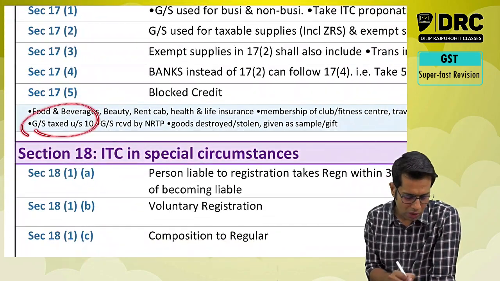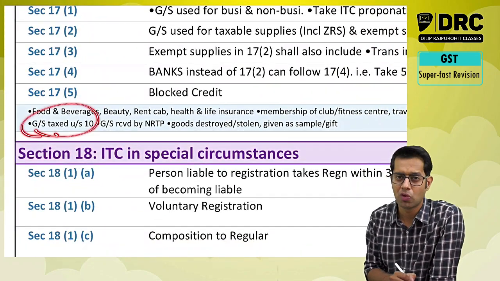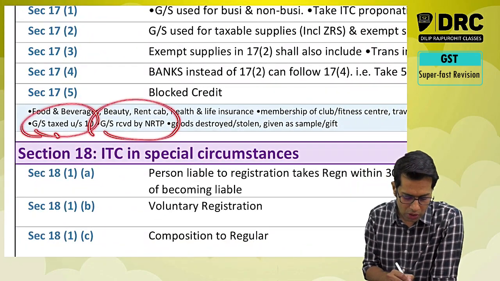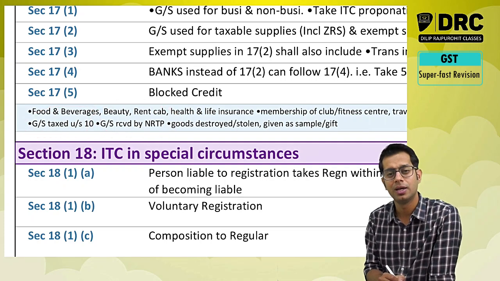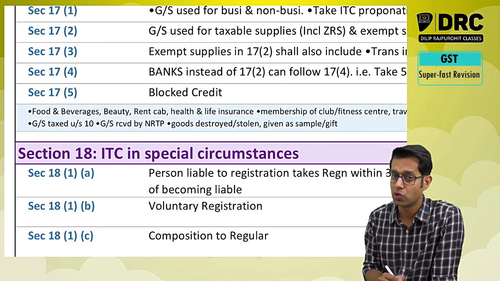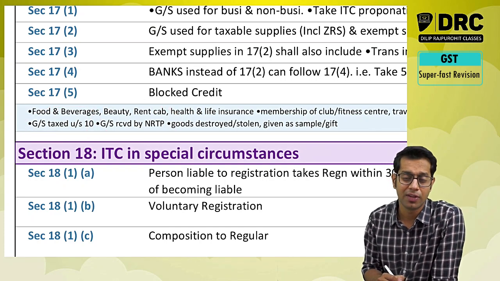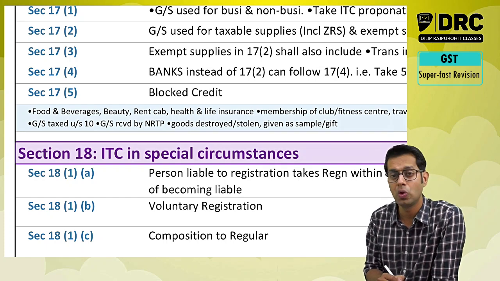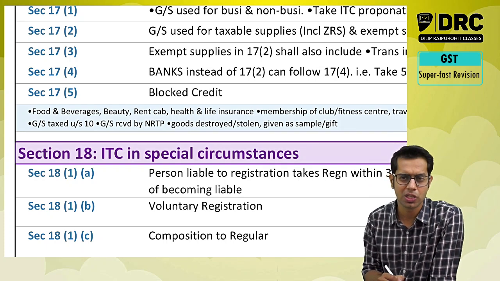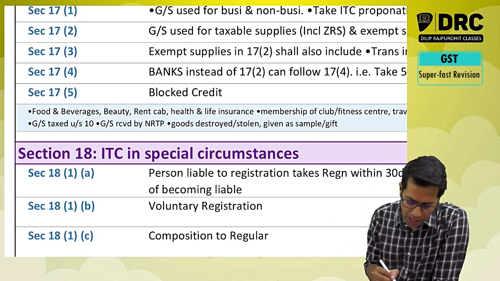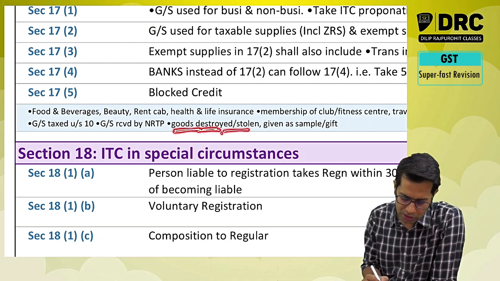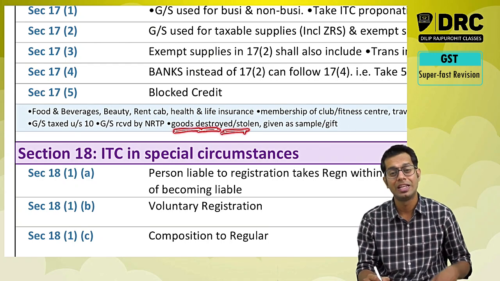Then you will not be allowed to take input tax credit on goods and services on which you have paid the tax under section 10. You will not be allowed to take input tax credit if you are a non-resident taxable person. You will not be allowed to take input tax credit on different types of goods and services which you are procuring in India. However, you can take input tax credit on the goods which are imported by you. You will not be allowed to take input tax credit on goods which are lost, stolen, destroyed, or given as free samples or gifts.